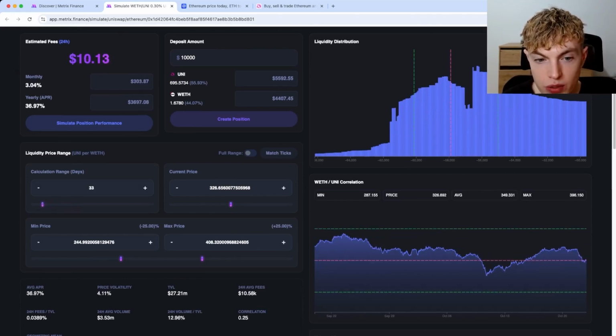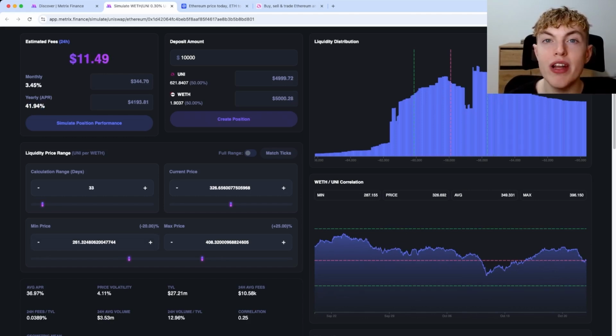Now the range is looking really solid, but if I did want to tighten it a bit, look, it's about 39% APR. You could tighten it a bit more, but again, I want to try to make this as passive as possible and not have to do lots of adjustments to my position. But with the min price tightened a bit, we're looking at about 42% APR, so that's great, and we would be taking on exposure to both assets here.